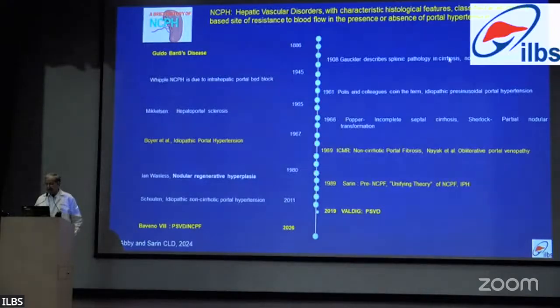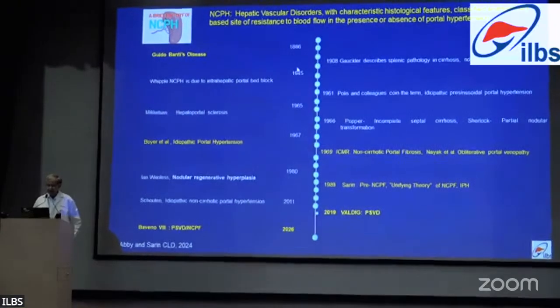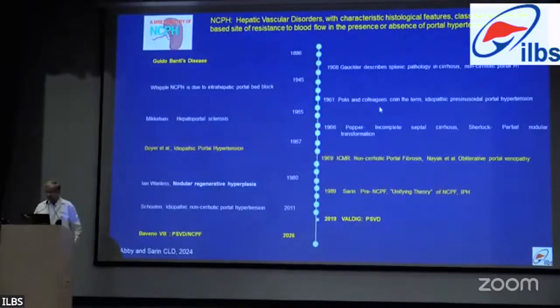Then subsequently, a term non-cirrhotic portal hypertension came in 1908. As early as that, Whipple, the famous surgeon, said there is an intrahepatic block. In 1961, there was a term of idiopathic pre-sinusoidal portal hypertension. Michelson gave the pipe stem or hepatoportal sclerosis, and then Hans Popper gave this term, which is very dubious, incomplete septal cirrhosis. Sheila Sherlock gave partial nodular transformation, and Jim Boyer, working in Calcutta, gave the term idiopathic portal hypertension.